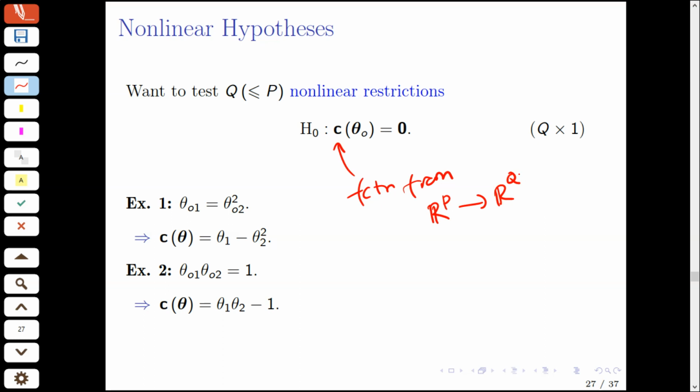Now what type of hypothesis may we entertain within this framework? Well, we may, for example, entertain the hypothesis that the first element of the true parameter is equal to the square of the second, which in our current framework may be expressed as the function C given by the first element minus the square of the second, when evaluated at the truth, is equal to 0. Another possible hypothesis of interest is that the product of two coefficients, say the first two, is equal to 1 or some other constant. In that case, we would choose a C function which takes the product of the first two elements and subtracts 1. But these are just examples. This framework is much richer than what these examples illustrate.